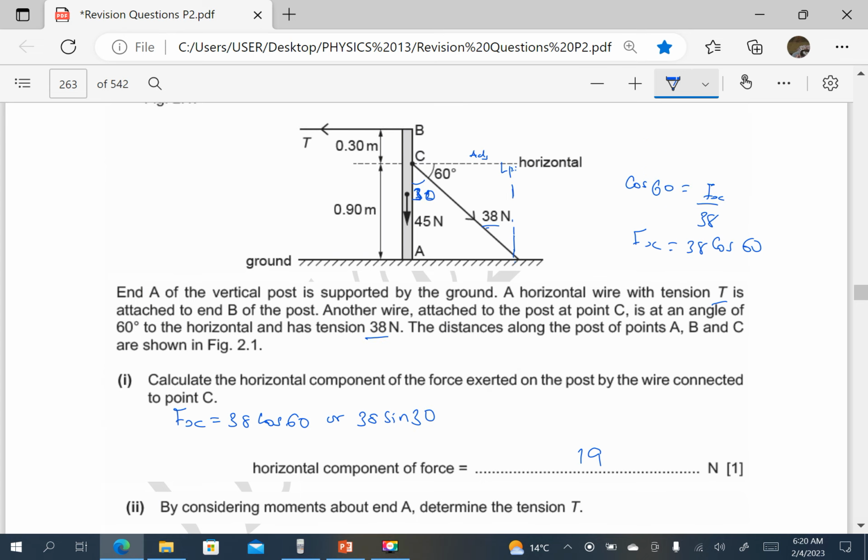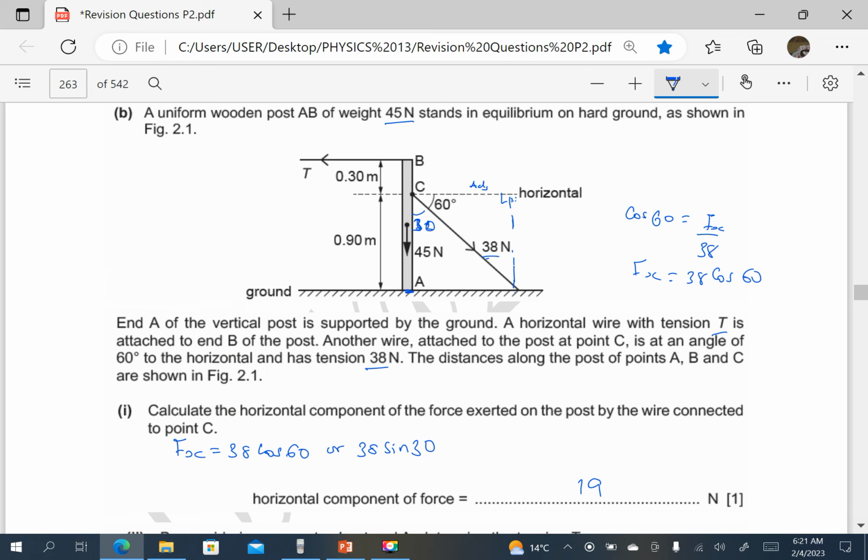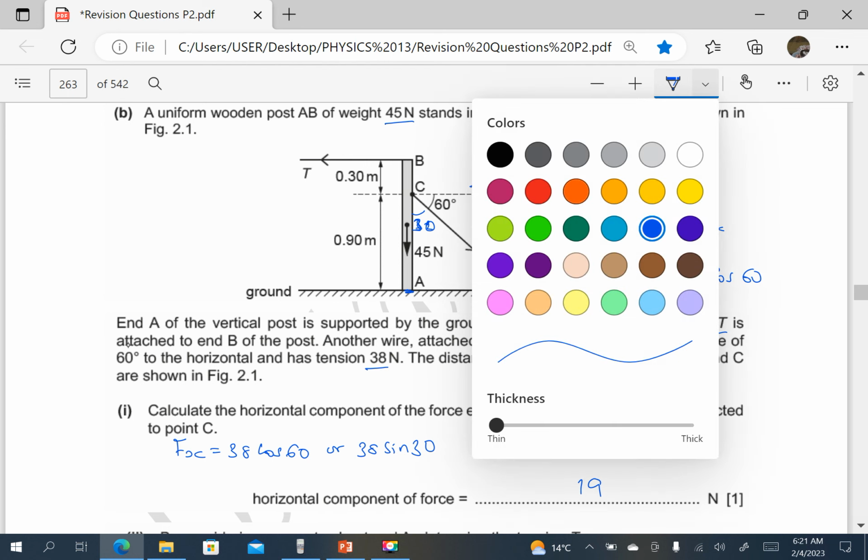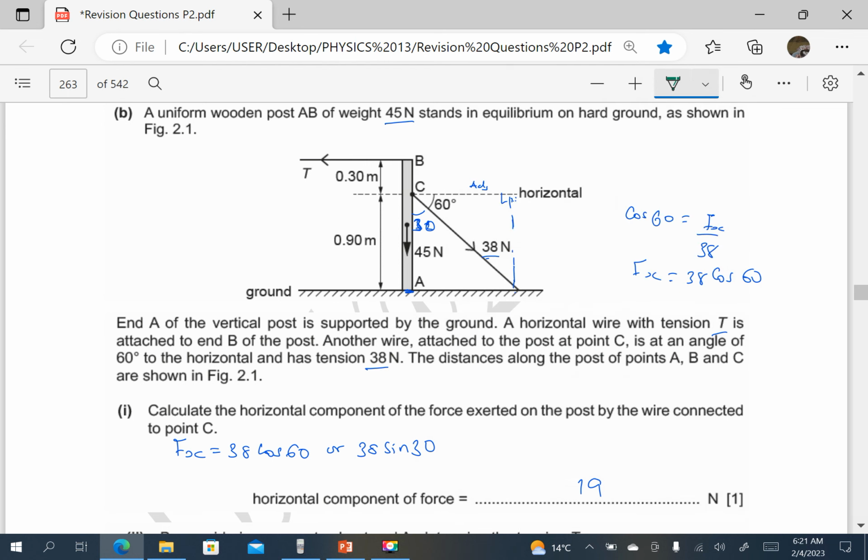We are going to take moments about this point A. So we first of all have to identify which forces cause clockwise and which ones cause anti-clockwise moments. So let's identify them. So the force of 45 newtons is acting through point A. Its line of action is through point A, so this one has no moment about A. That's number one. No moment about A.